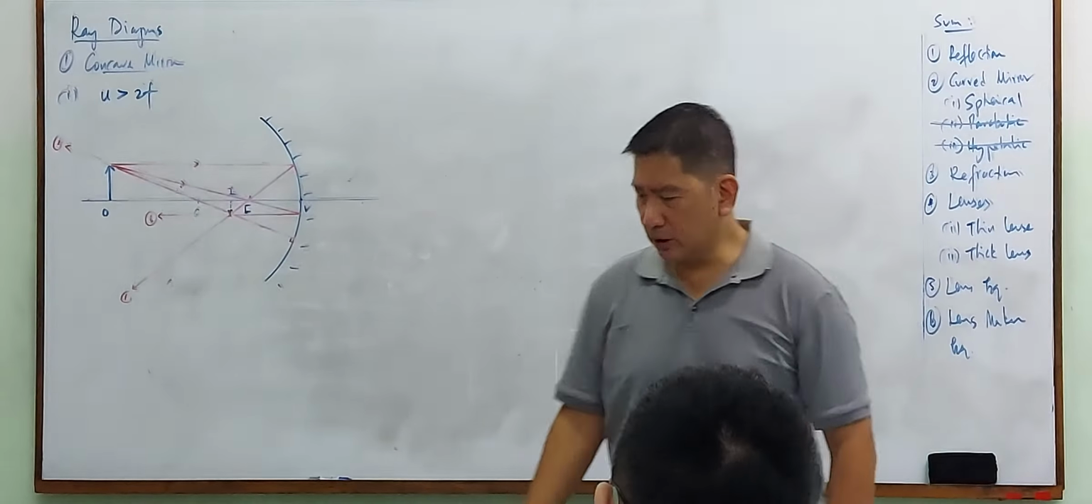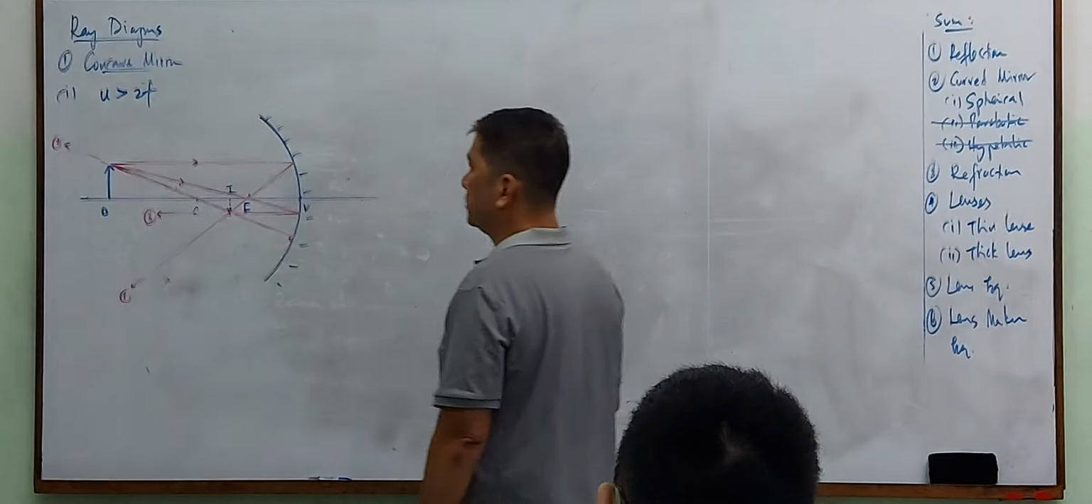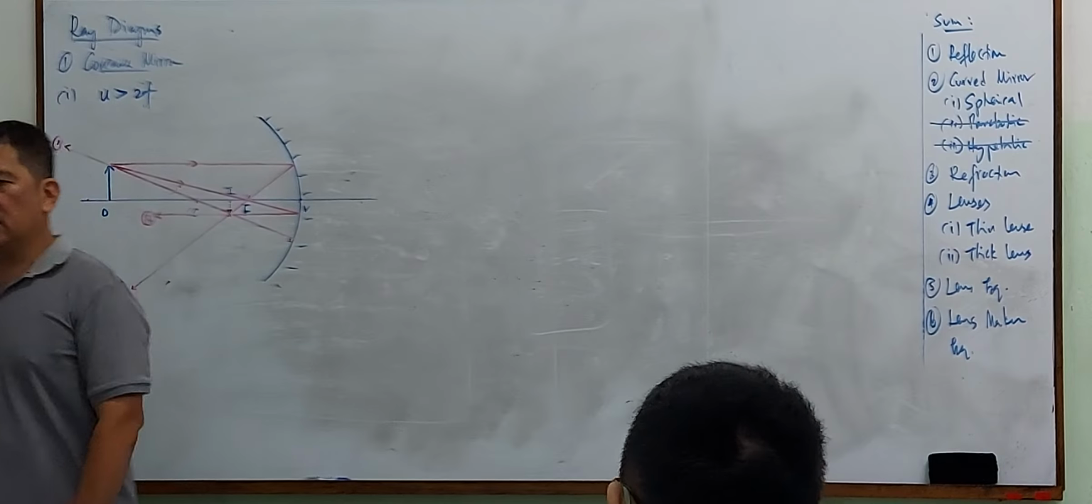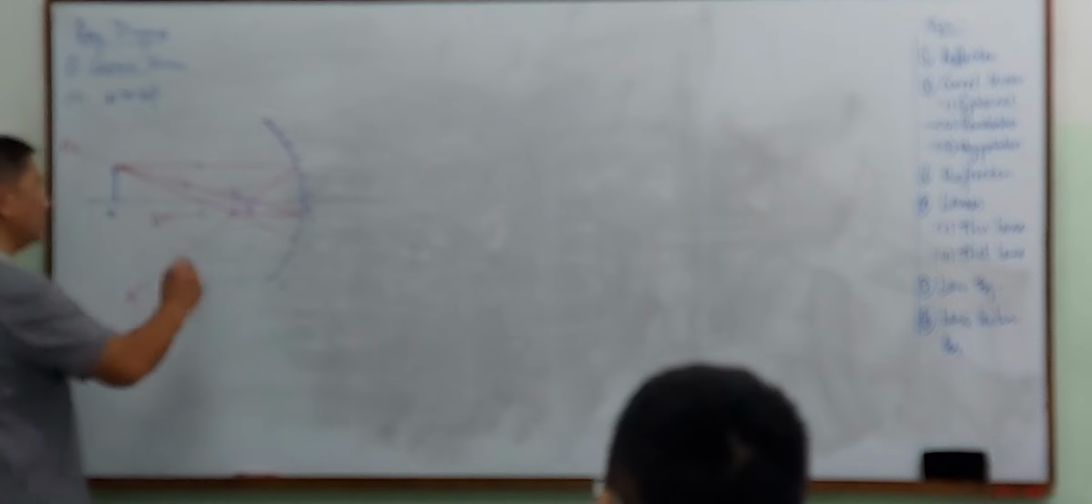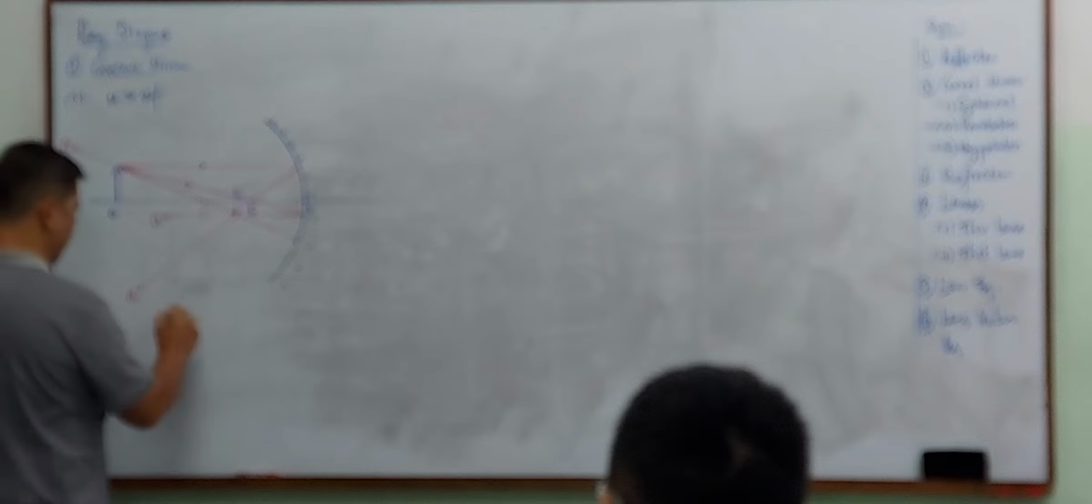So that is our first drawing, when your object is placed far away, or larger than 2F. Now we're going to look at the characteristics of the image formed.